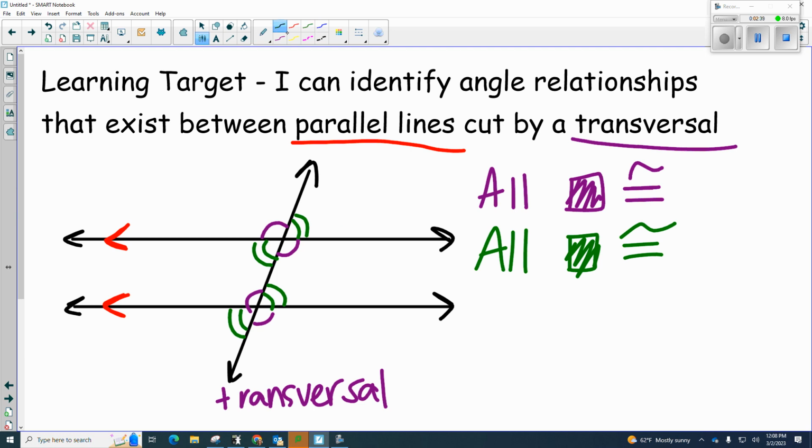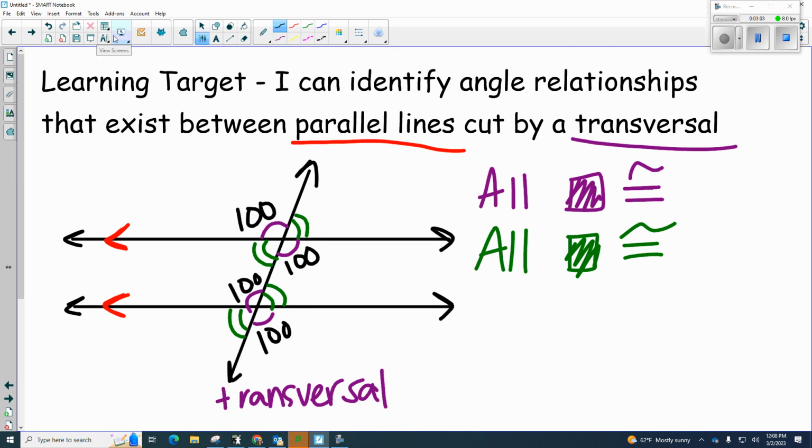So I'm going to give you a number. I'm going to say that this purple angle is 100 degrees. Right off the bat, I know all purple angles are congruent, so I know I can put a 100 here, I can put a 100 here, and I can put a 100 here. All of those are equal to each other. But now how am I going to find out this green angle?